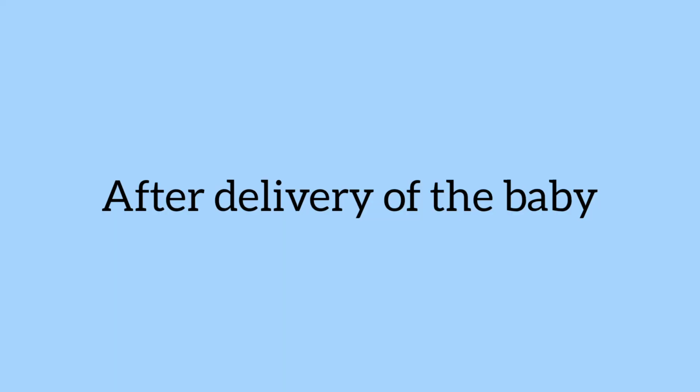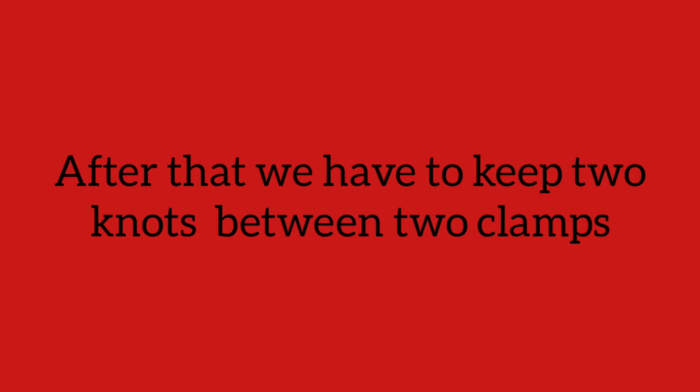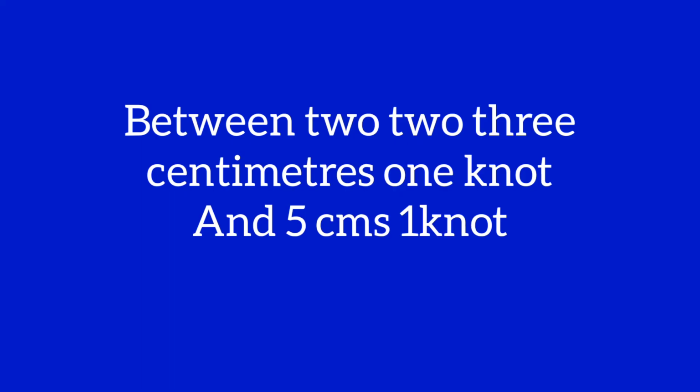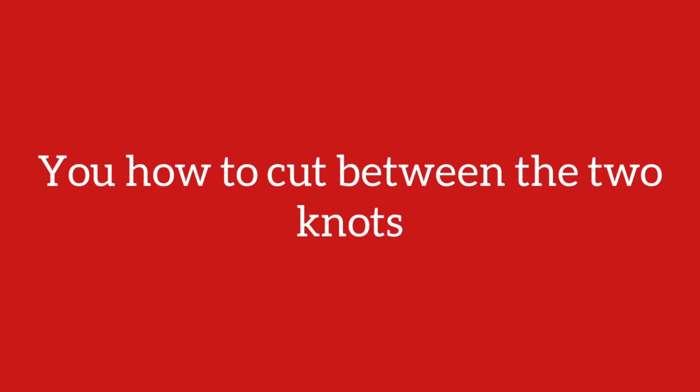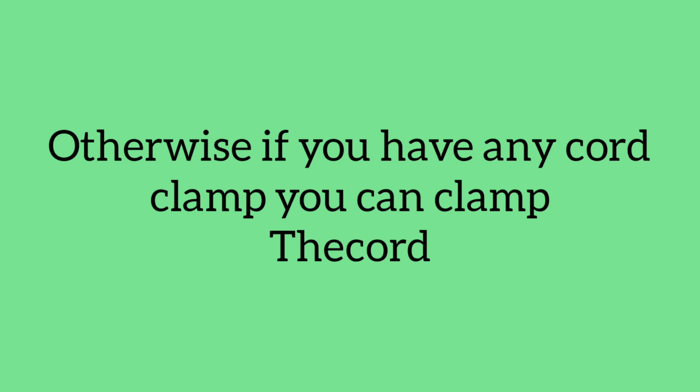Okay. Next, after delivery of the baby, care of the cord is very important. We have to wait for 2 to 3 minutes. After that, we have to place one knot at 2 to 3 centimeters and another knot at 5 centimeters. Next, using a sterile blade or scissors, you have to cut between the knots. Otherwise, if you have a clamp, you can clamp the cord when cord pulsation stops.